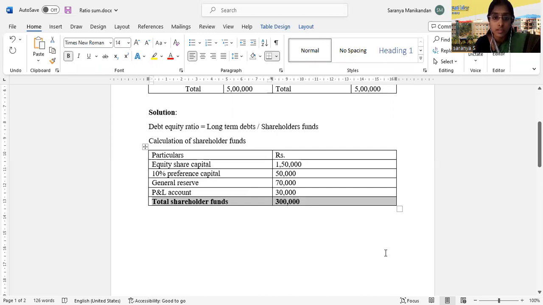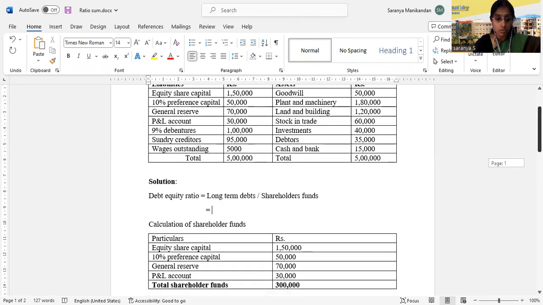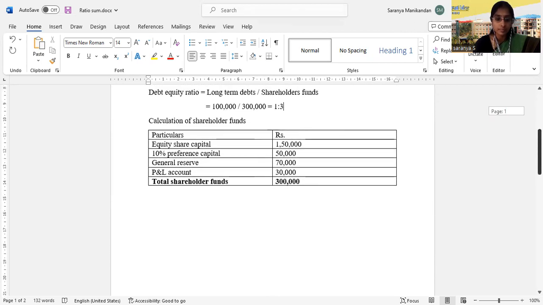So remember, shareholders funds is an addition of share capital. It may be equity, it may be preference. Number two, reserves. It may be capital reserve or general reserve. Next one is profit and loss account. Then proposed dividend minus preliminary expenses. So we got 3 lakh rupees. When we apply into this ratio formula, long-term debt is we have debenture amount of rupees 1 lakh divided by shareholders funds we got 3 lakhs. So which means 1 is to 3 is the ratio. 1 by 3 or 1 is to 3 is the ratio. So this is how we should find out the debt equity ratio.